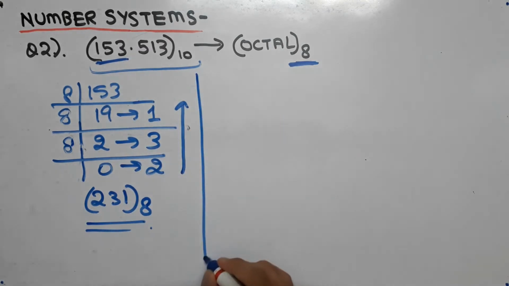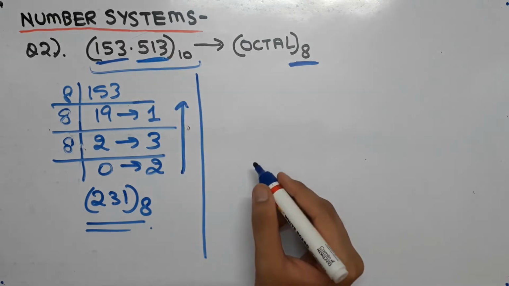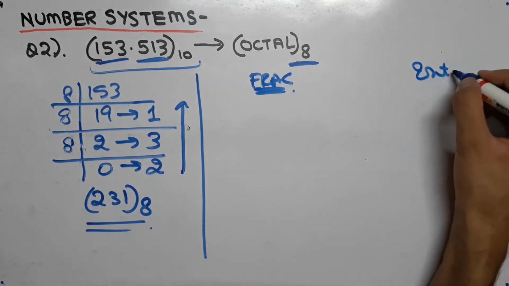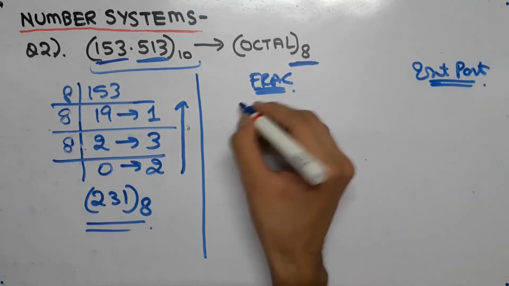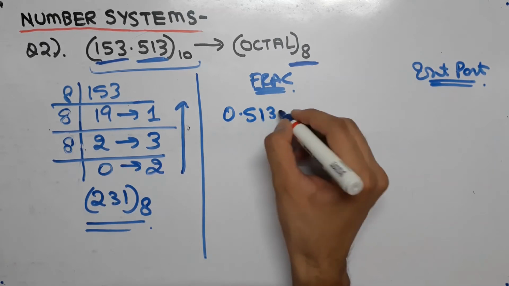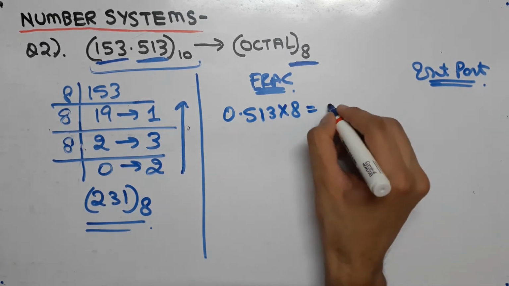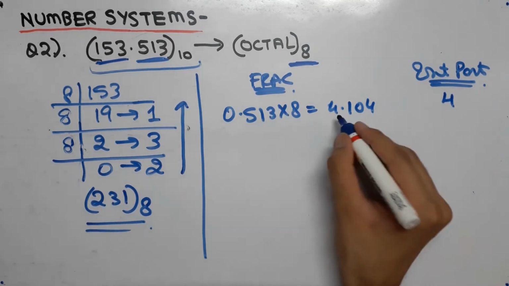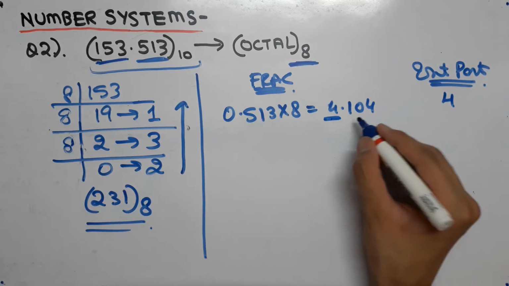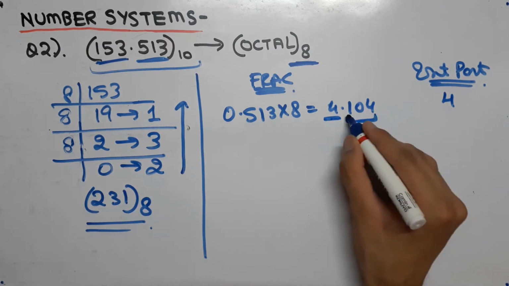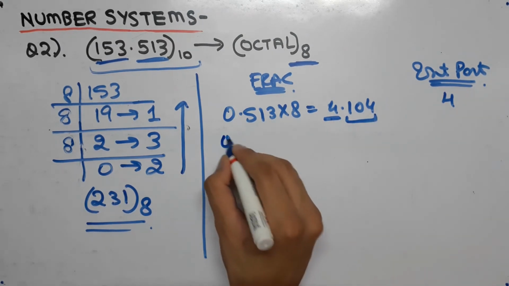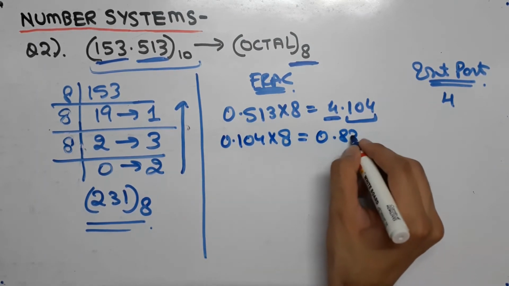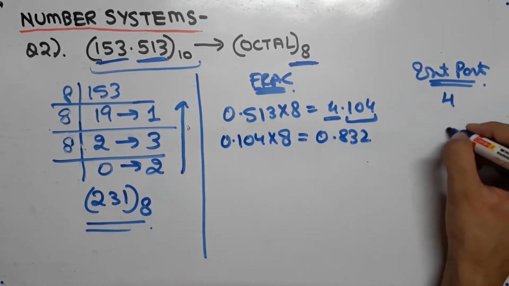Now we are going to consider the fractional part, that is 0.513, and we will take out the integral part from that. That is, first of all, we are going to multiply 0.513 by 8. On doing that you will get 4.104, and we will write the integral part over here, that is, this is the integral part. And now similarly we are going to only consider this part, that is 0.104, and multiply it by 8. That is, on doing that you will get 0.832. Now we will write its integral part, that is 0, over here.